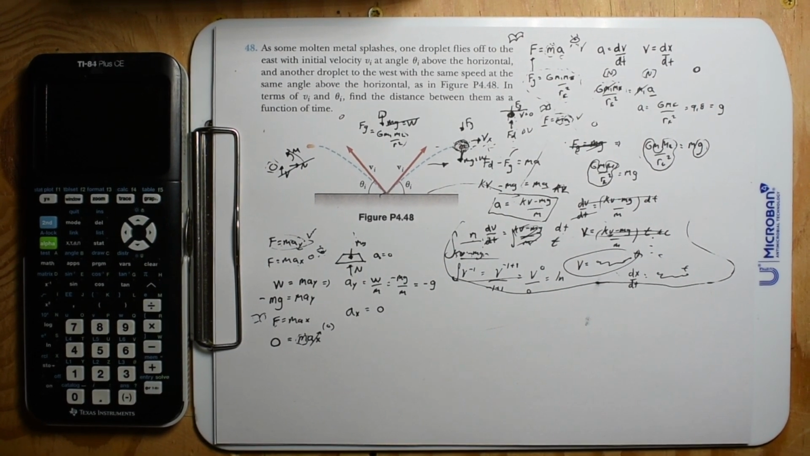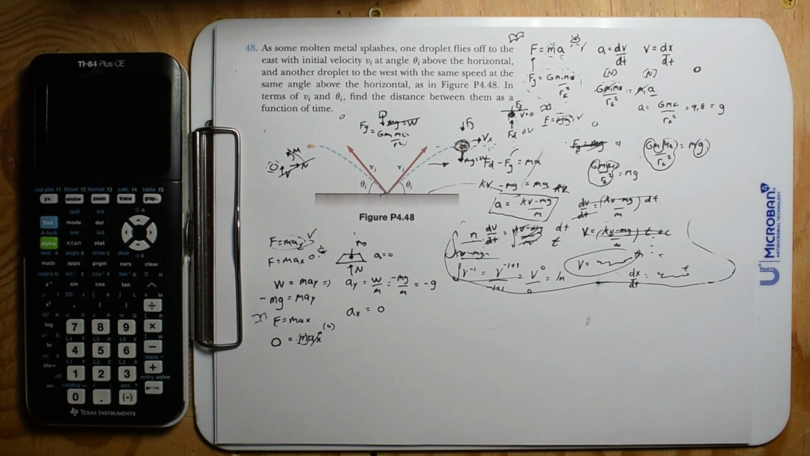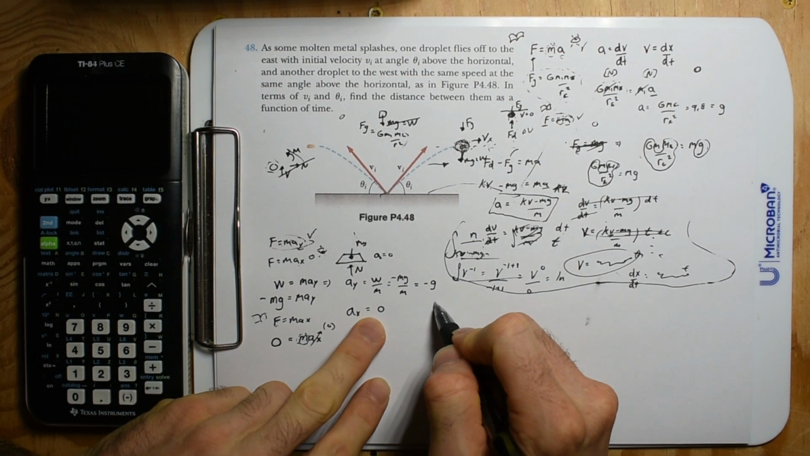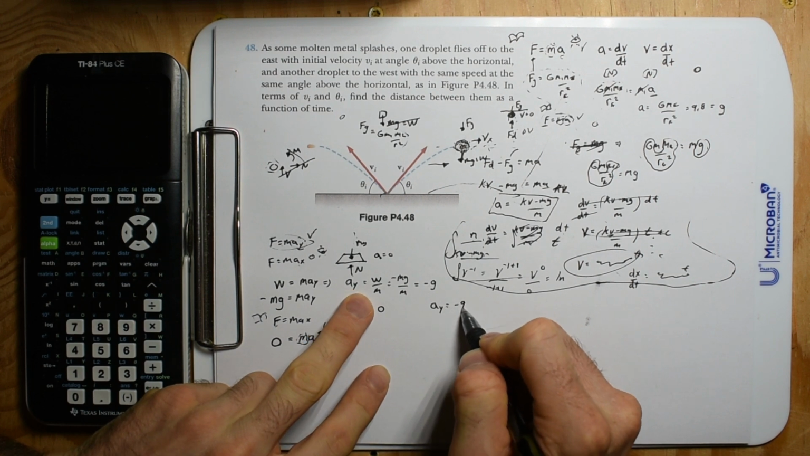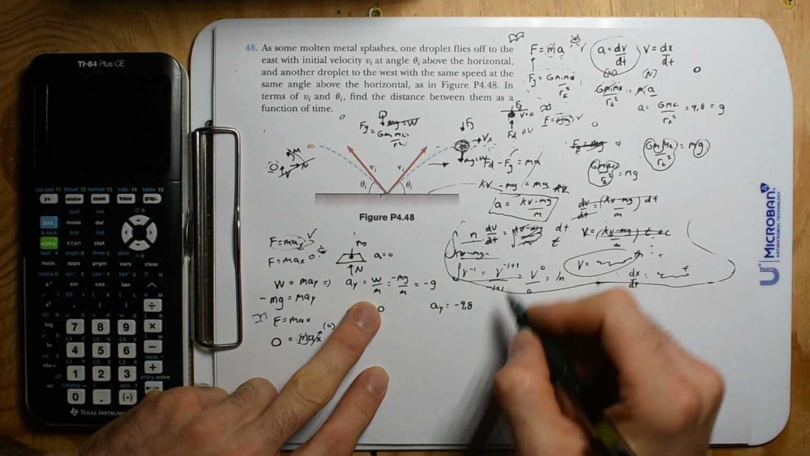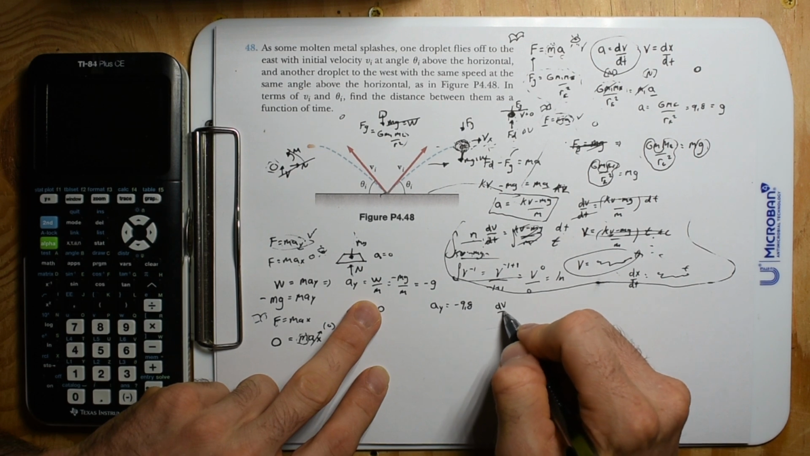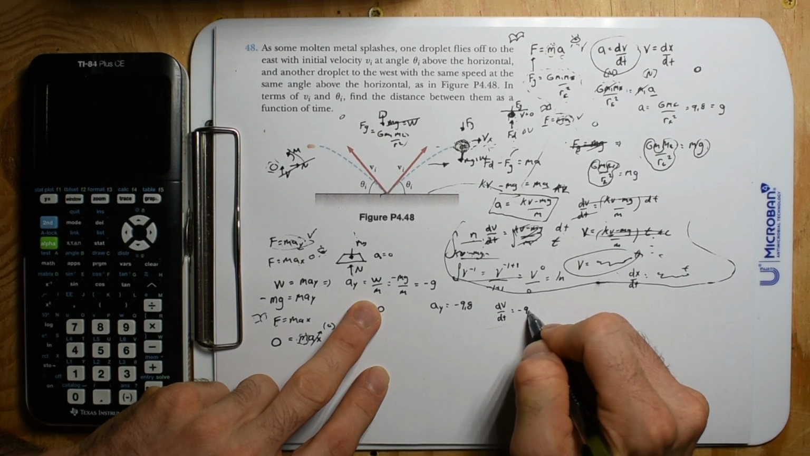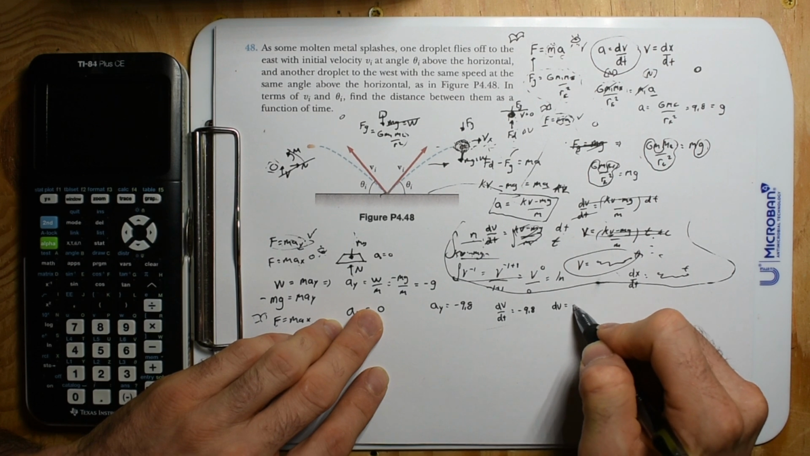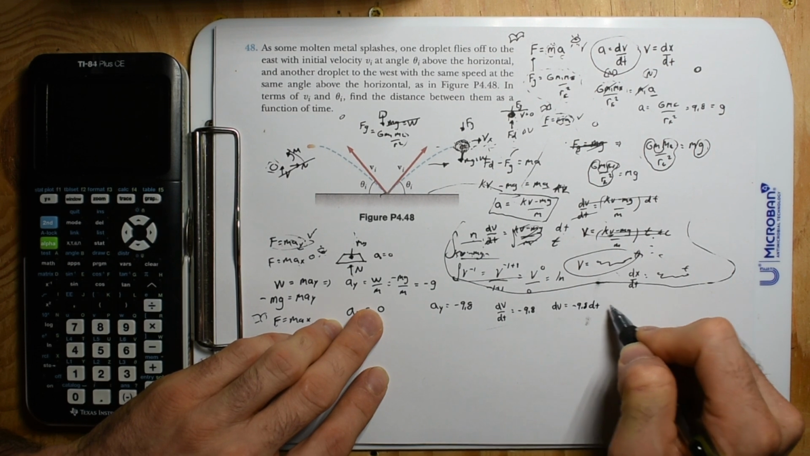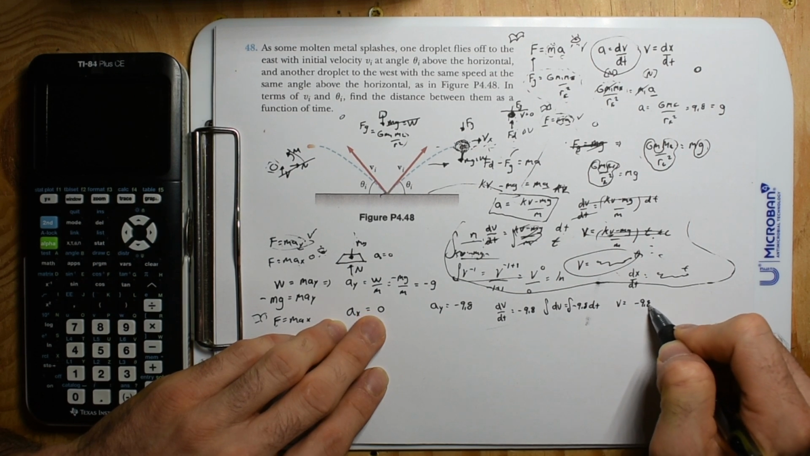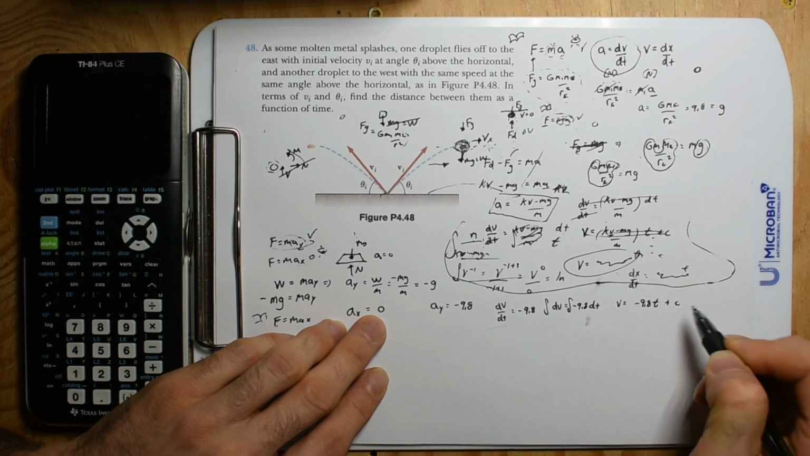So now we can begin writing some equations. We have acceleration in the y is negative 9.8. So now we'll go back and make this equation into a differential: dv/dt is equal to negative 9.8. Separate variables, we get dv is negative 9.8 dt. Integrate both sides, and we get v is negative 9.8 t plus a constant.